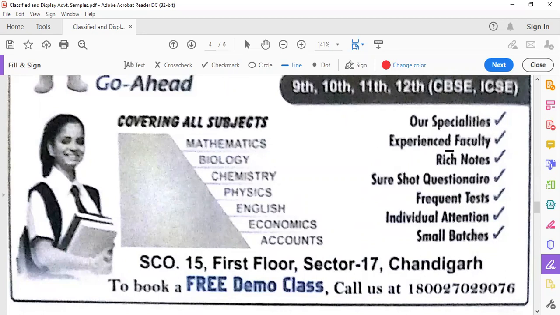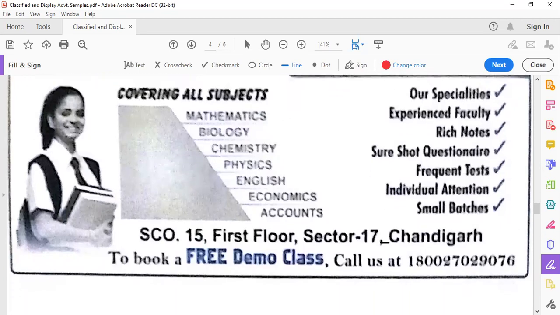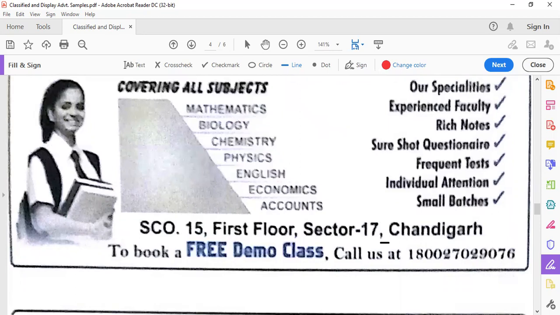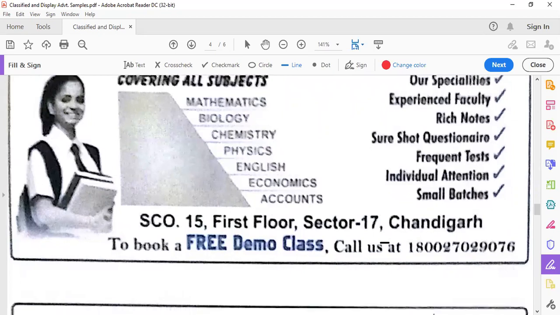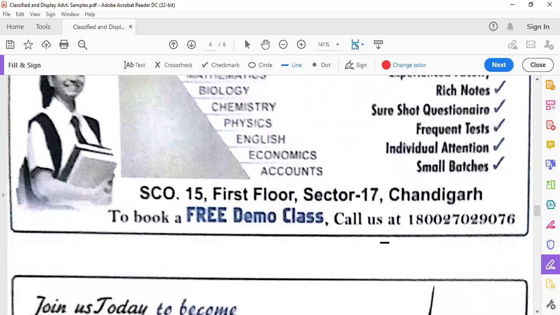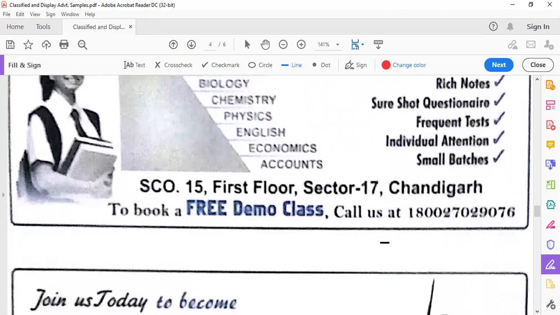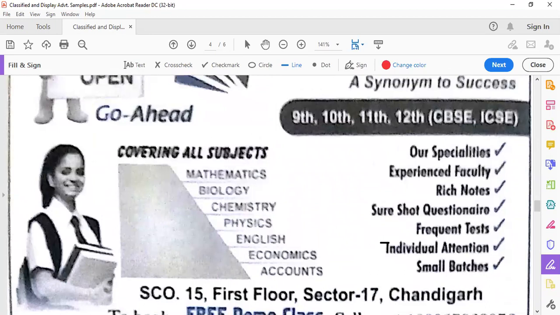Experienced faculty, faculties refer to the teaching staff, rich notes, short questionnaire, frequent tests, individual attention, small batches. That means fewer students in every batch. Then you can see the address is given as CO 15, first floor, sector 17, Chandigarh. To book a free demo class, call us at the number given. They have given the attraction of a free demo class also. So in this way, your text matter should be near about 50 words.